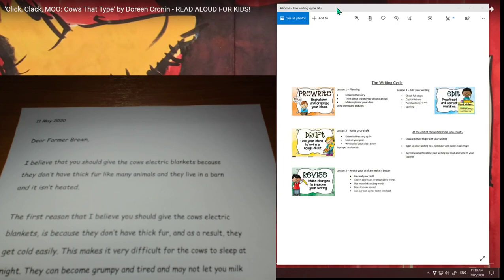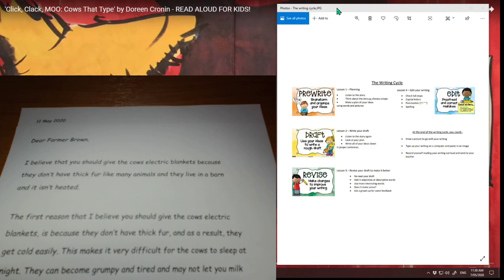When you are ready to write a draft, you need to listen to the story again. Have the plan next to you and look at your plan. Choose 3 of your best reasons to write in full, proper sentences that make sense. Because this week we are writing a letter, there are a few extra parts to include. We're going to include the date, a salutation, and a close.